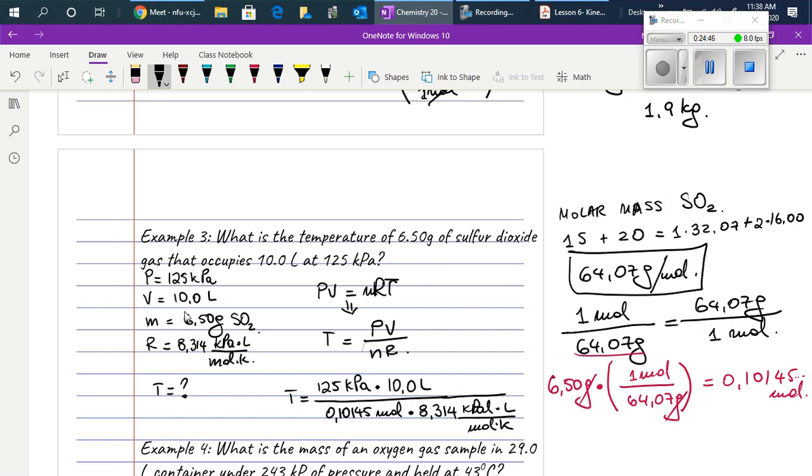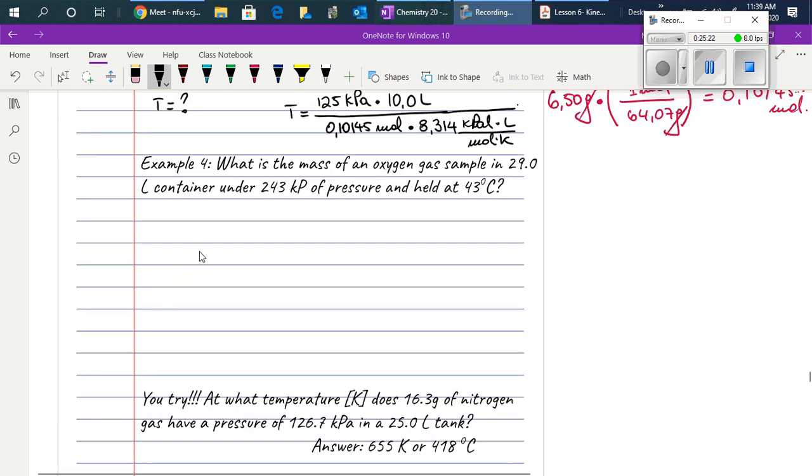So the units will be cancelled out, and you will end up having only the temperature. And after you enter it in your calculator, you will have a value of the temperature: 1482 Kelvin. And if they're asking you for the degree Celsius, then you use the conversion. Let's move now to another example.